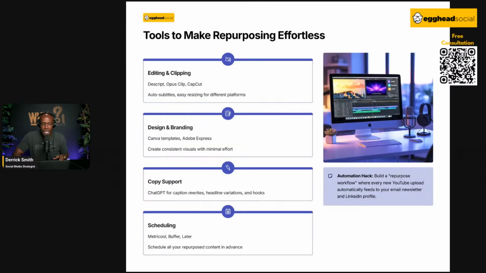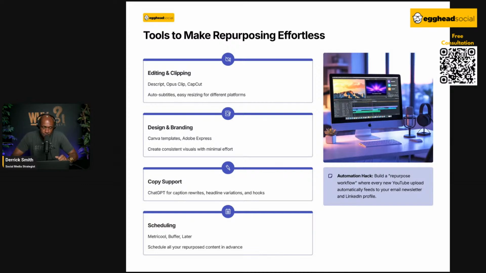All right. Now, tools to make repurposing effortless. I talked about this last week. I'm going to reiterate it today. Tools to make repurposing effortless. Editing and clipping. You have video, you want it to look decent. What should you use? Descript, Opus Clip, CapCut. Which one do I personally use? I dabble with CapCut. I dabble with Opus Clip.